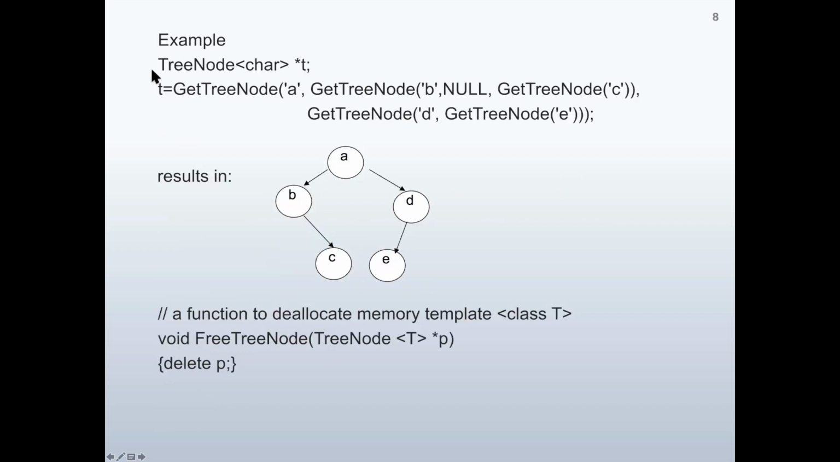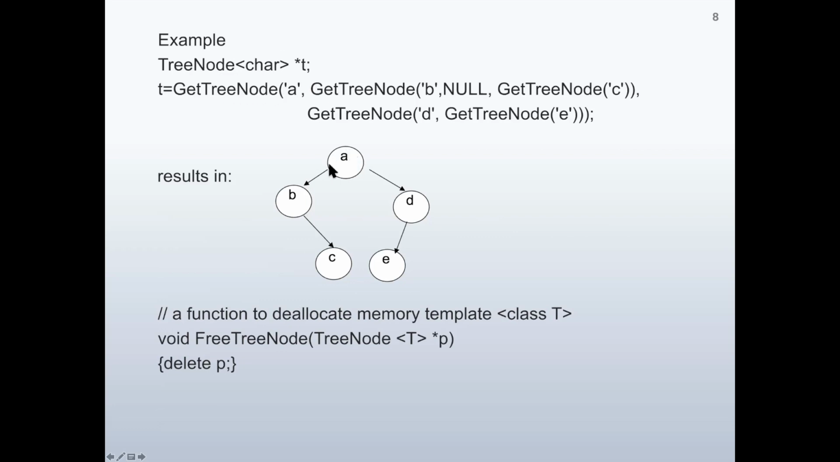Here there is an example which uses the getTreeNode function. First, a pointer T, which is a pointer to tree node of character type, is declared. So the nodes will contain data of type character. Here we are calling the getTreeNode function. So a node will be created and its address is going to be loaded into pointer T. Here the data provided is A, so a node having data A will be created by getTreeNode dynamically.